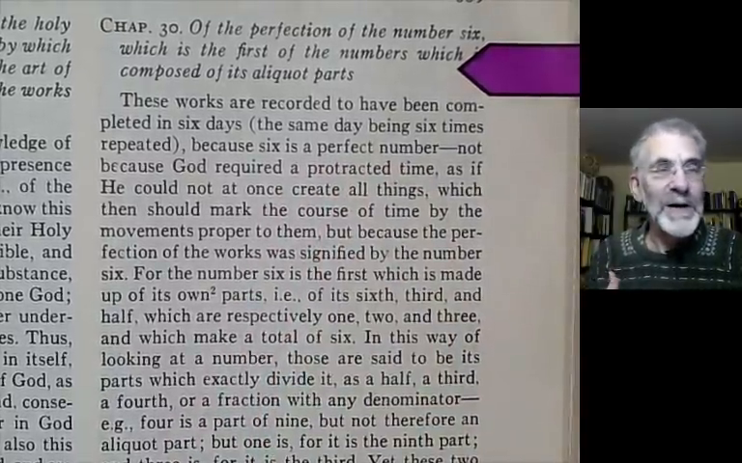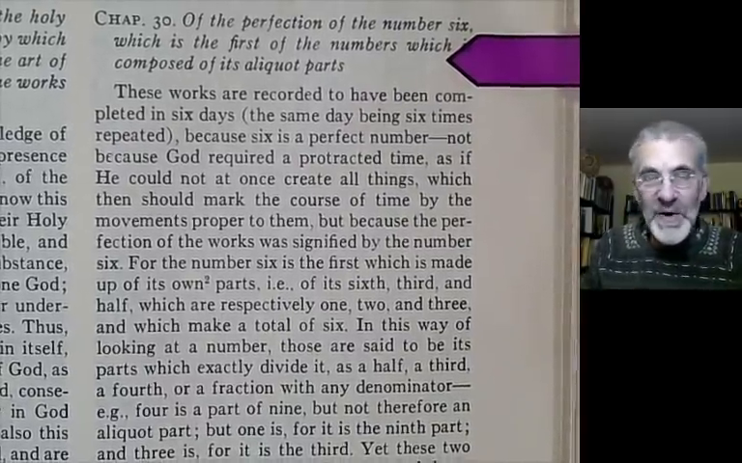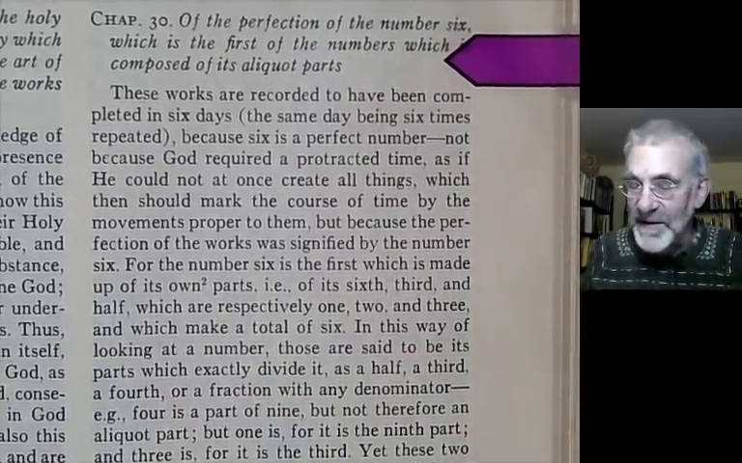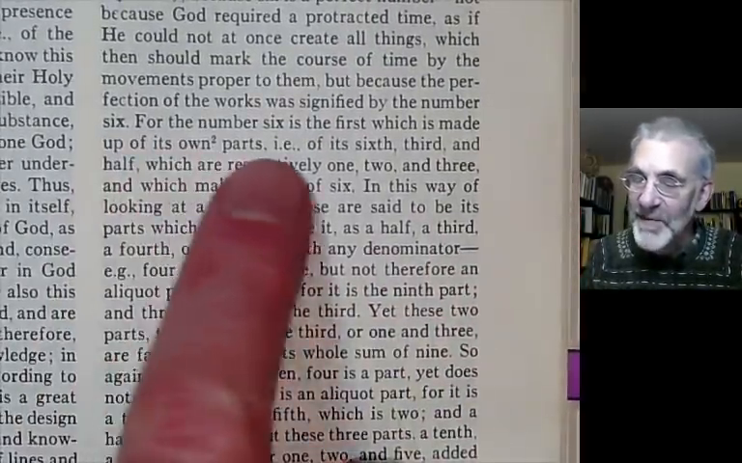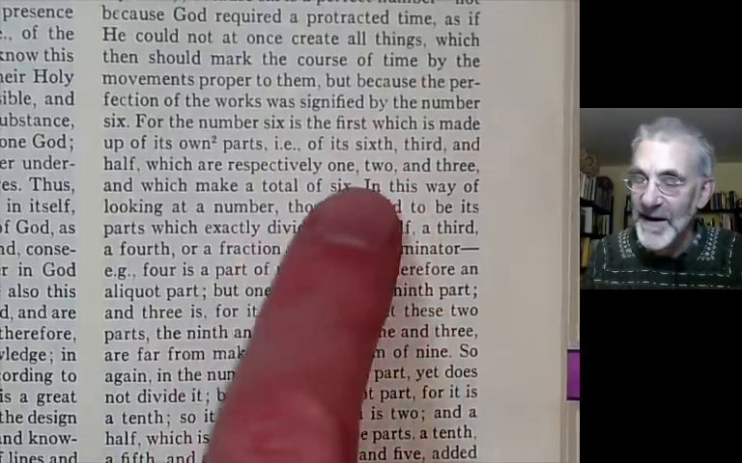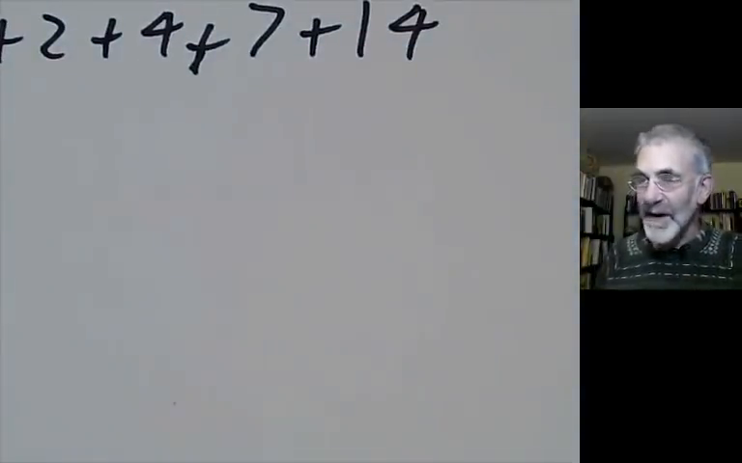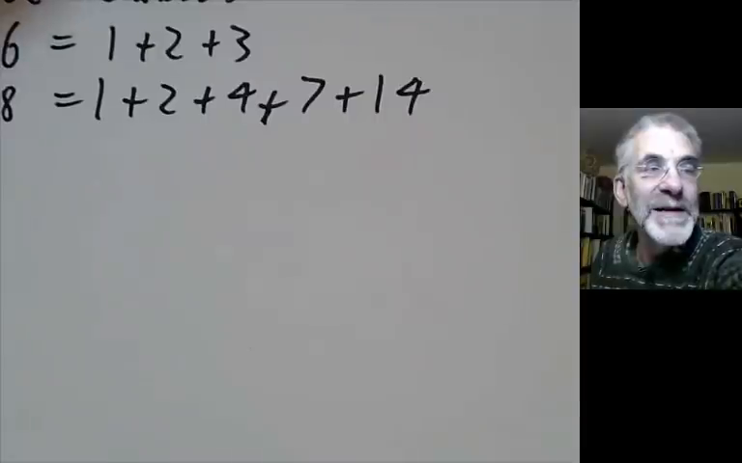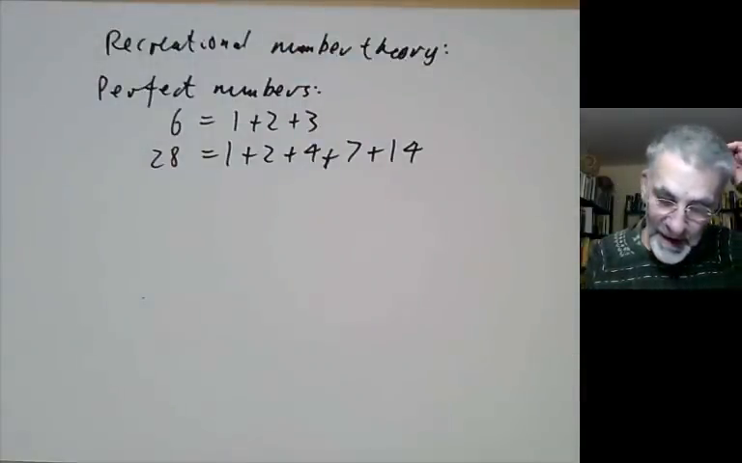And he sort of says, well, the fact this number is perfect is something to do with the fact that the creation was perfect and so on. And if you go down a bit, he actually correctly defines a perfect number. You see, it's made up of its own parts. That means divisors. So 6 is the sum of 1, 2 and 3. And he spends the next few lines discussing perfect numbers in detail, which is kind of a bizarre thing to find in a religious book.